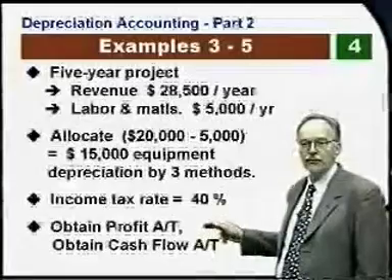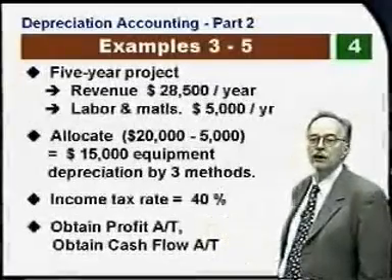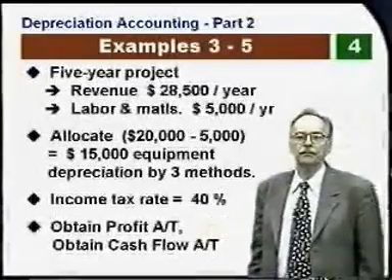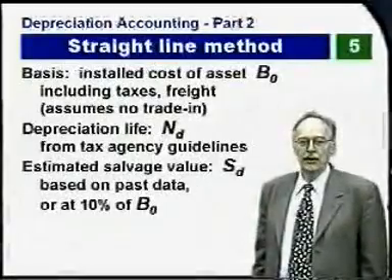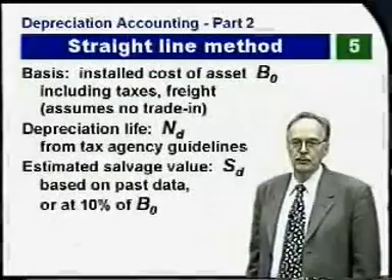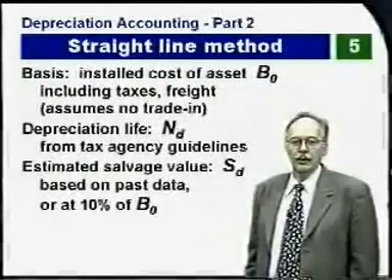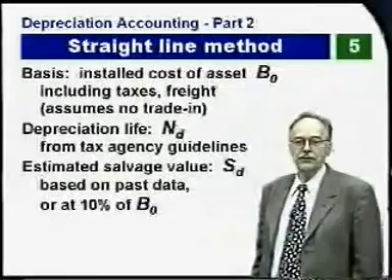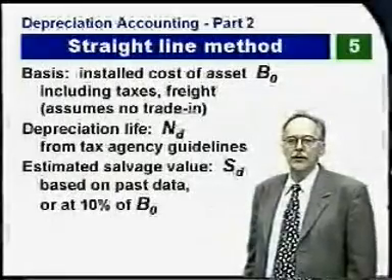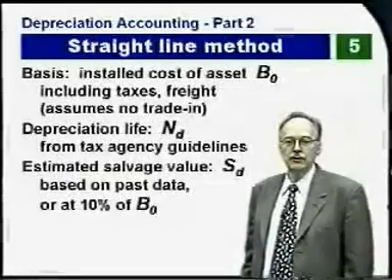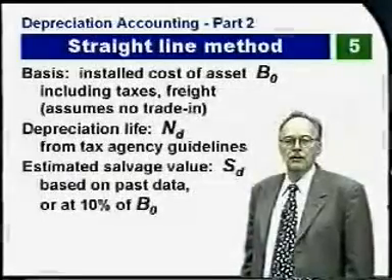And in addition to obtaining profit after tax, we're going to take a close look at the cash flow after tax. Let's review the straight line method and introduce some symbols. We need to know the basis, the installed cost of the asset. We call that B0. That includes taxes and freight. And we will assume in these examples that there is no trade-in value.